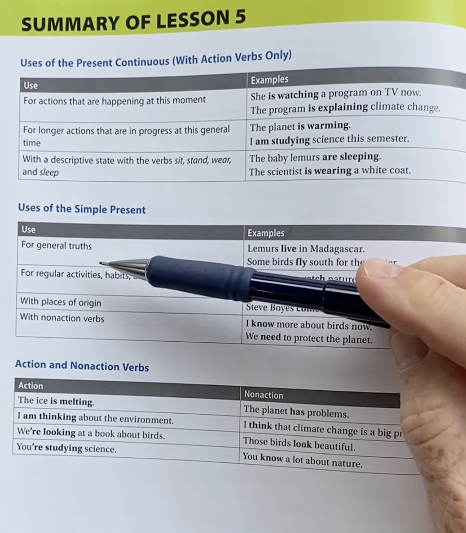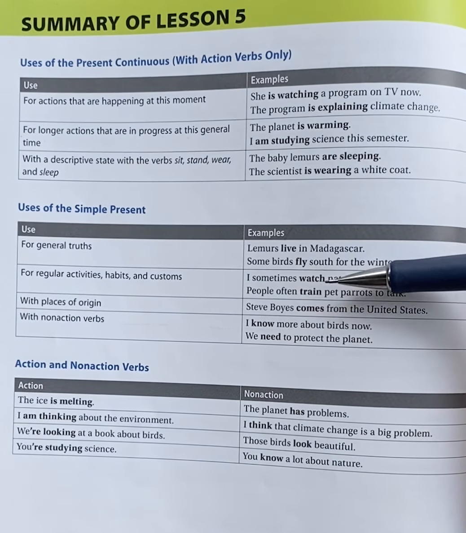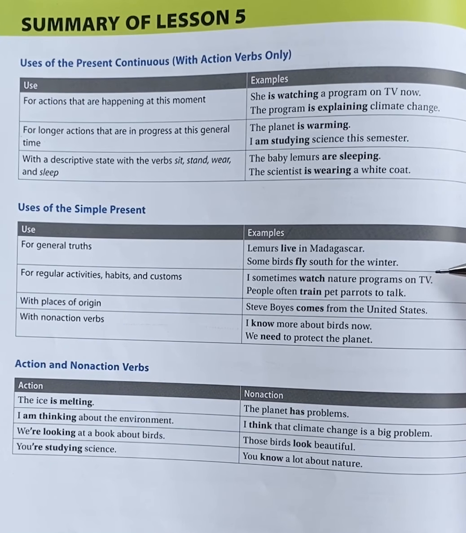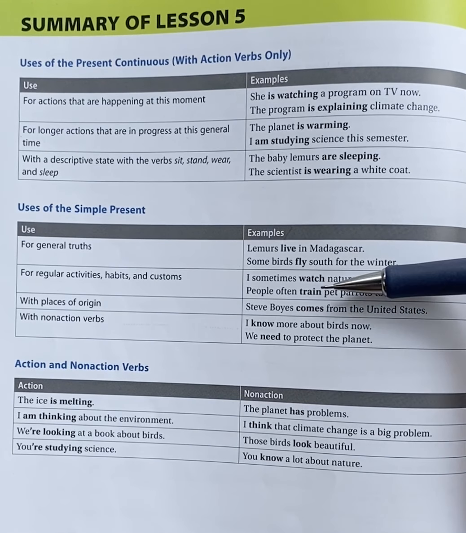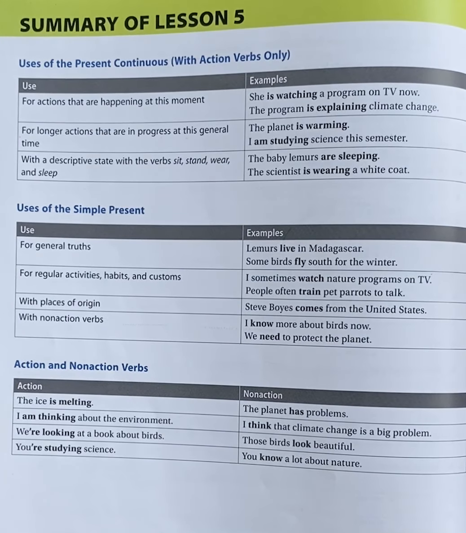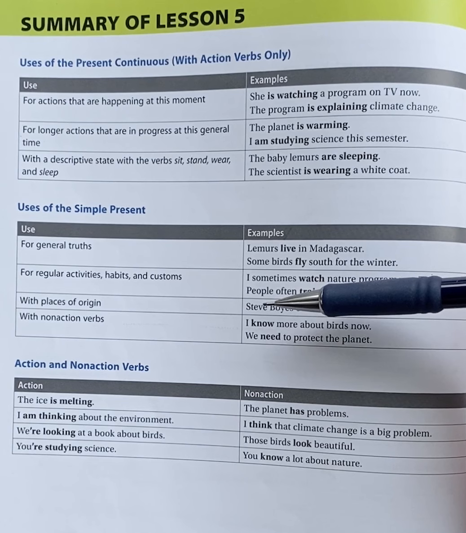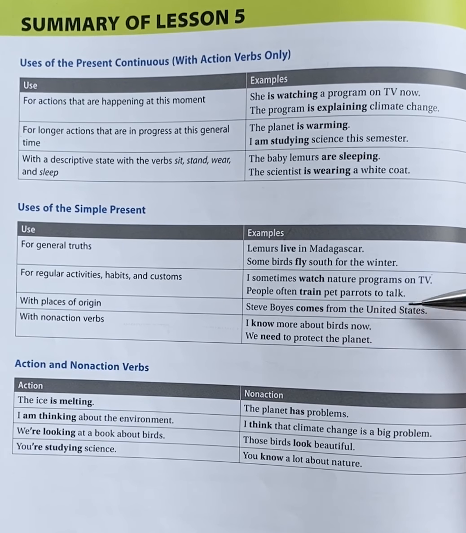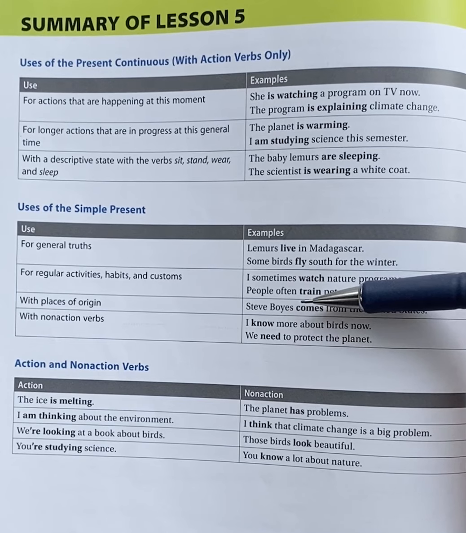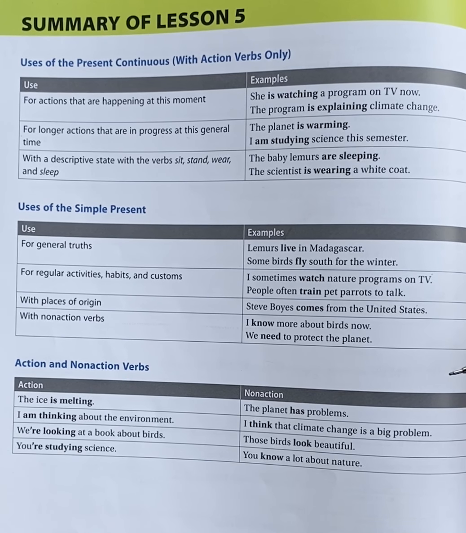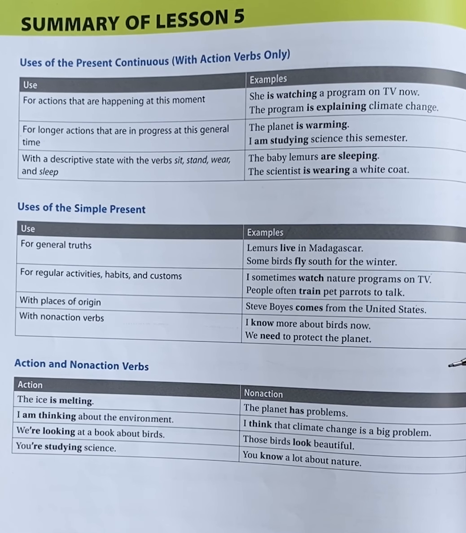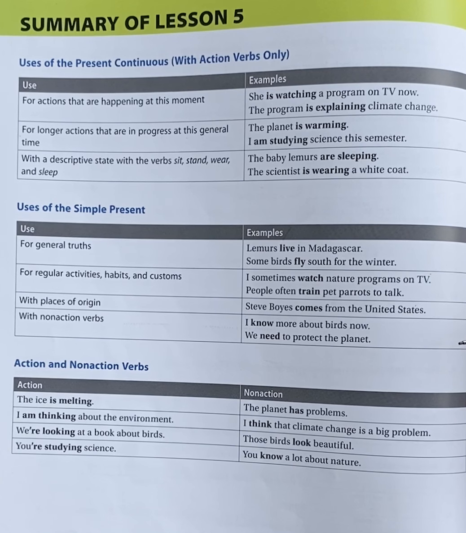We use it for regular activities, habits, customs. I sometimes watch nature programs on TV. People often train pet parrots to talk, again, using the simple present, without a be verb. With places of origin. Steve Boys comes from the United States. That's a place of origin. I come from Ireland. She comes from Mexico. He comes from Switzerland. They come from New Zealand, etc.